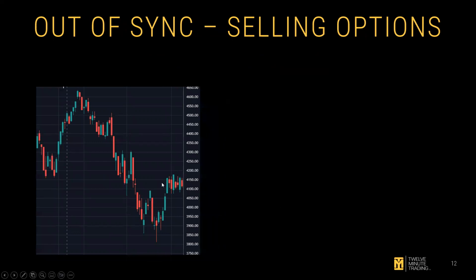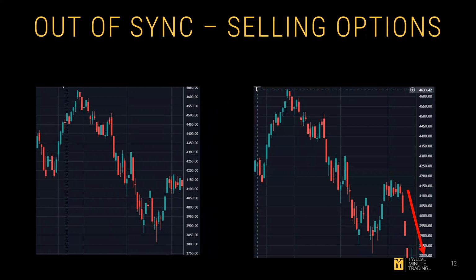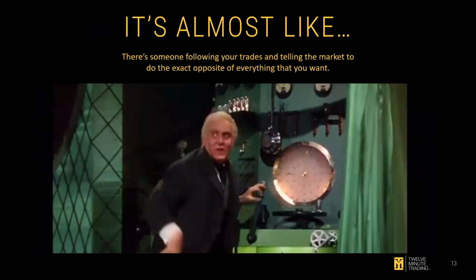We're out of sync selling options as well. We look for sideways, range-bound price action. By the time that we enter the trade, though, we're getting run through. We're selling range-bound options and we get run over. So it's almost like there's somebody behind the curtain pulling the strings. This is the way a lot of people feel. There's somebody following your trades and telling the market to do the exact opposite of everything that you are.